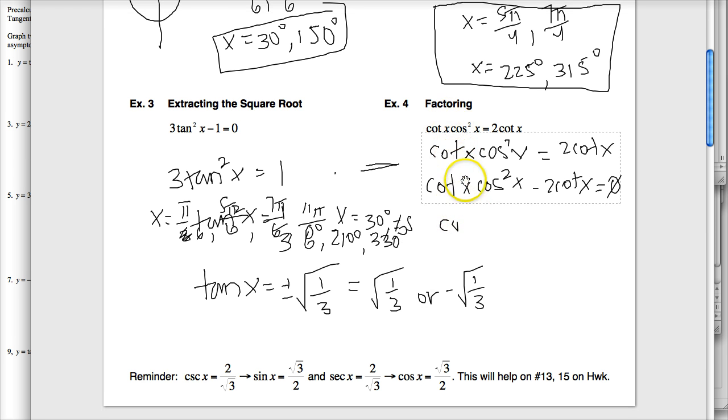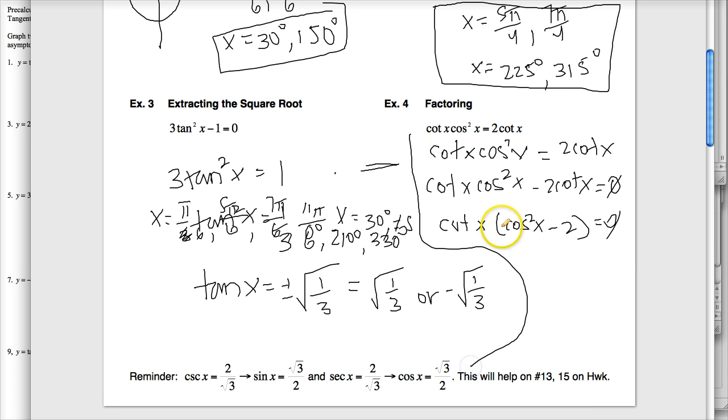So cotangent, if I factor out this cotangent x, I'll get cosine squared on the first term, and that leaves me with just a minus 2 on the next term. Okay, so far? Now, by the zero product property, if 2 things multiply to give me 0, like this times this equals 0, one of them has to equal 0. So let me just draw a dividing line here. One of these has to equal 0. So cotangent x has to equal 0.